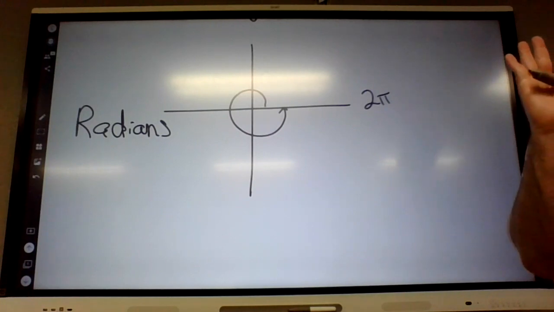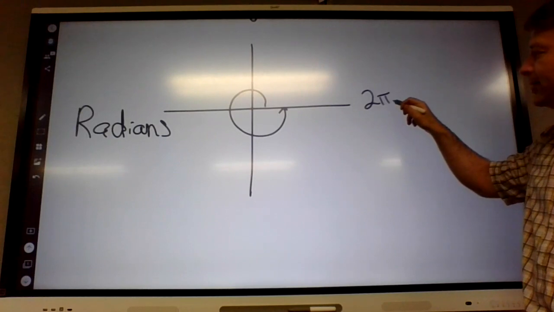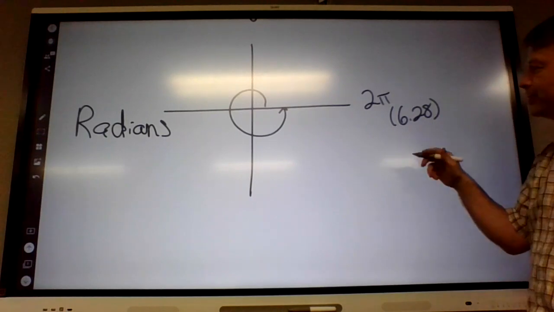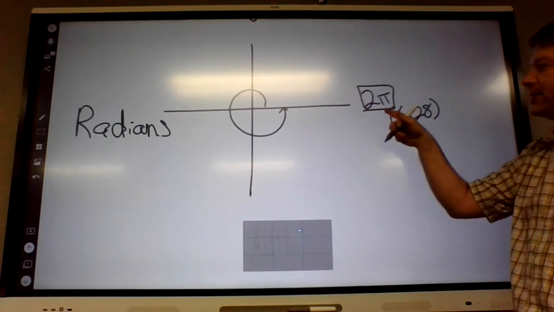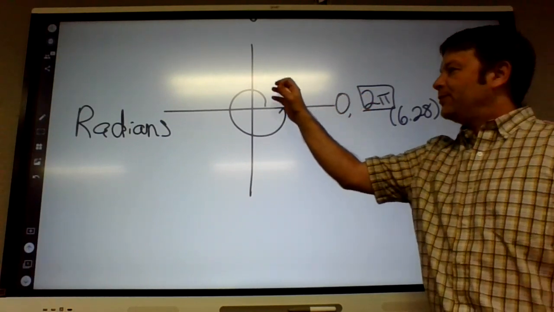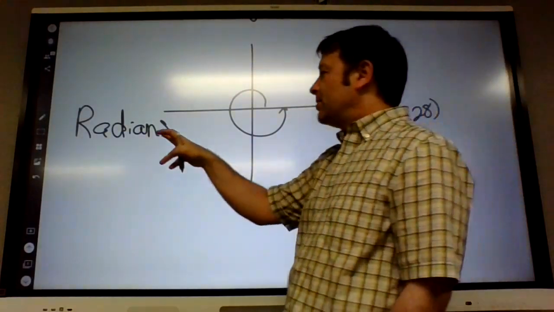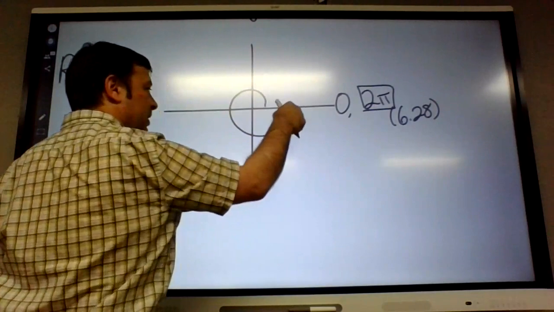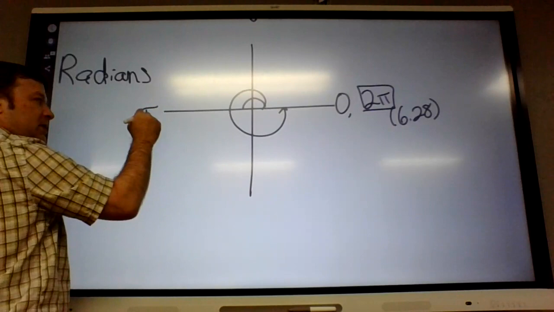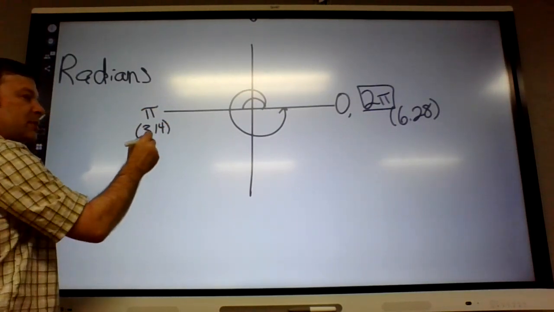There's no symbol for radians, you just call them radians. There's no little degree symbol. 2 pi being 2 times 3.14 is about 6.28. But normally when we write radians, it has pi in it. Just like degrees, it starts at 0 right here, and once you make a full rotation, that's 2 pi radians. If a full rotation is 2 pi radians, then what would half a rotation be? 1 pi radians, or just pi radians, which as a decimal would be about 3.14.